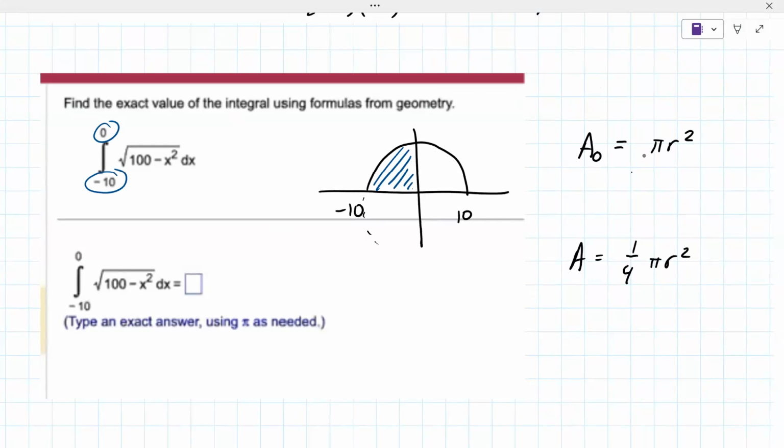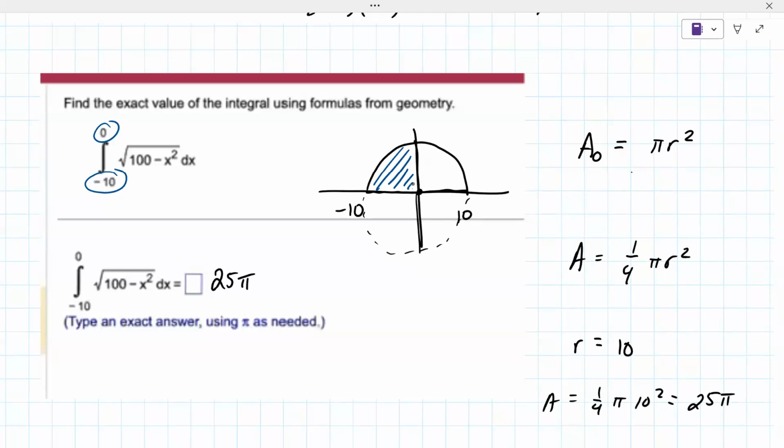You can visualize this going all the way around. That would be the full circle. This is the quarter of it. Is that okay? Now the radius is 10. The radius is always the distance out from the center of the circle to the edge, which in all directions is 10. So our answer is 1/4 pi 10 squared, which is 25 pi.